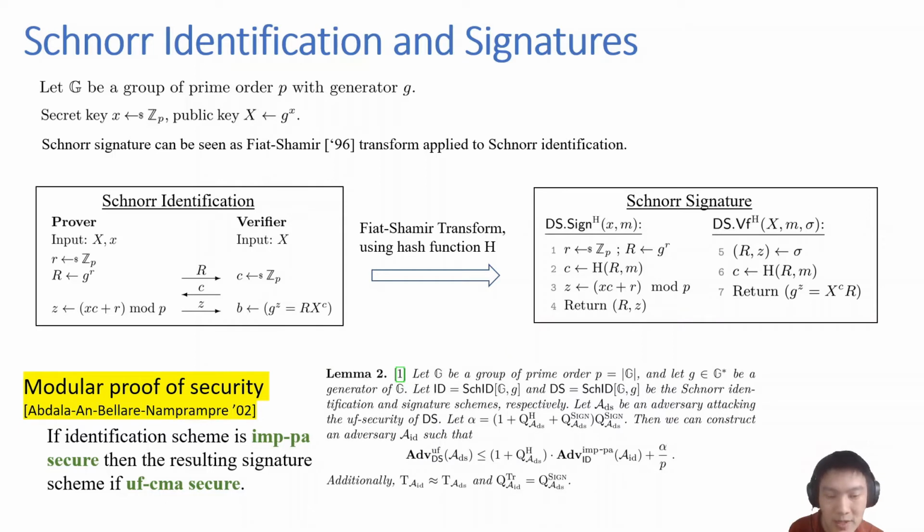The lemma says that given an adversary attacking the UF-CMA security of the Schnorr signature, an IMP-PA adversary can be constructed to break the IMP-PA security of the underlying identification scheme. If Q is the number of random oracle queries of the UF-CMA adversary, then there is a multiplicative loss of Q and an additive loss of Q squared over P. This means that the core question here is the security of the Schnorr ID scheme, and we can focus on it.